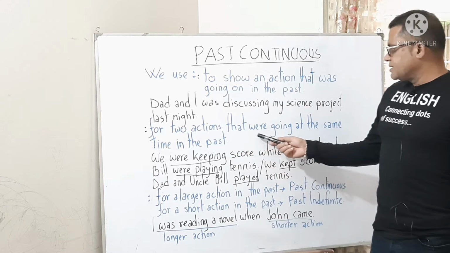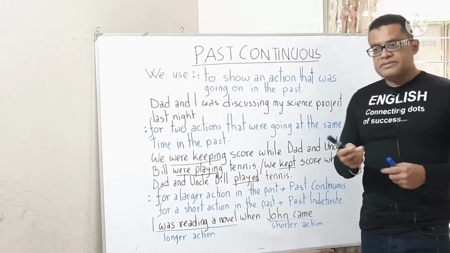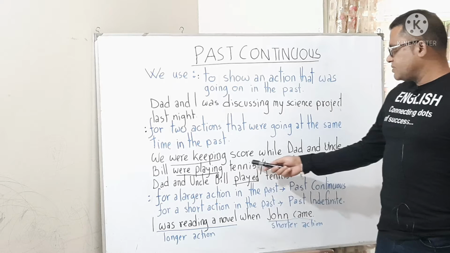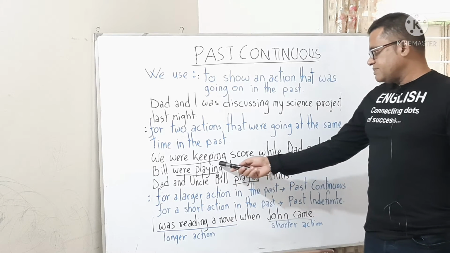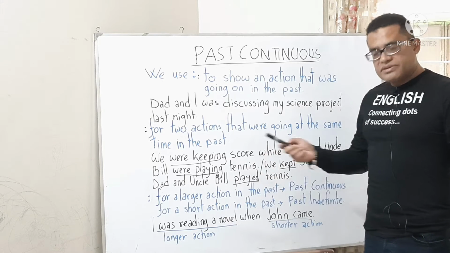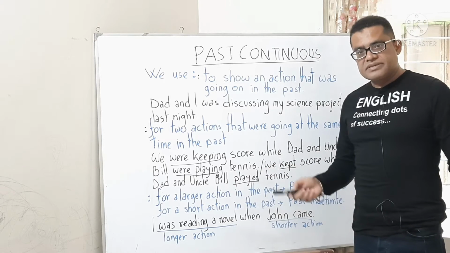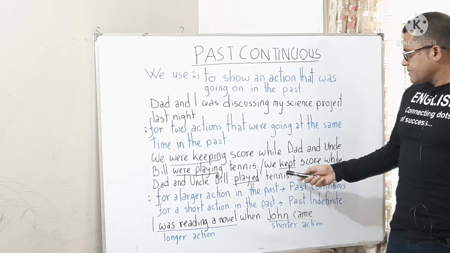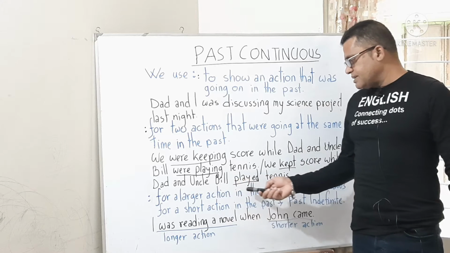For two actions that were going on at the same time in the past: we were keeping score while Dad and Uncle Bill were playing tennis. That means we were keeping score. That's a work. Dad and Uncle Bill were playing tennis. That is also work. And both the works were going on in the past. We kept score while Dad and Uncle Bill played tennis.